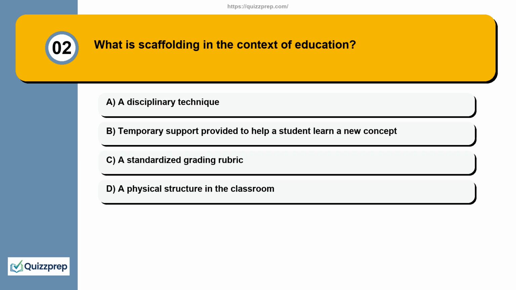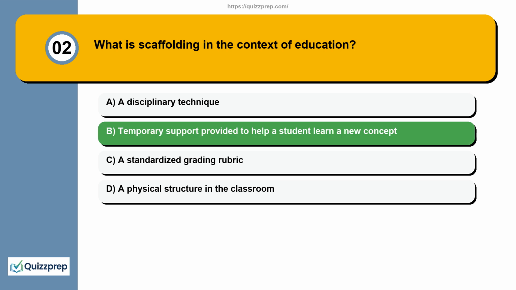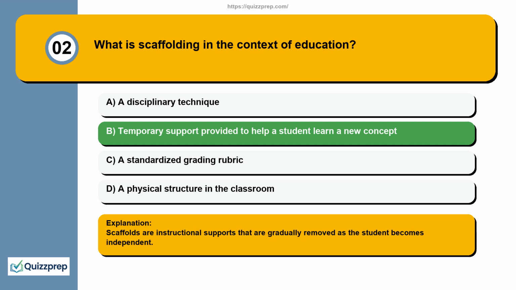Question 2. What is scaffolding in the context of education? Here are your options. Option A, a disciplinary technique. Option B, temporary support provided to help a student learn a new concept. Option C, a standardized grading rubric. Option D, a physical structure in the classroom. The correct answer is option B, temporary support provided to help a student learn a new concept. Explanation. Scaffolds are instructional supports that are gradually removed as the student becomes independent.